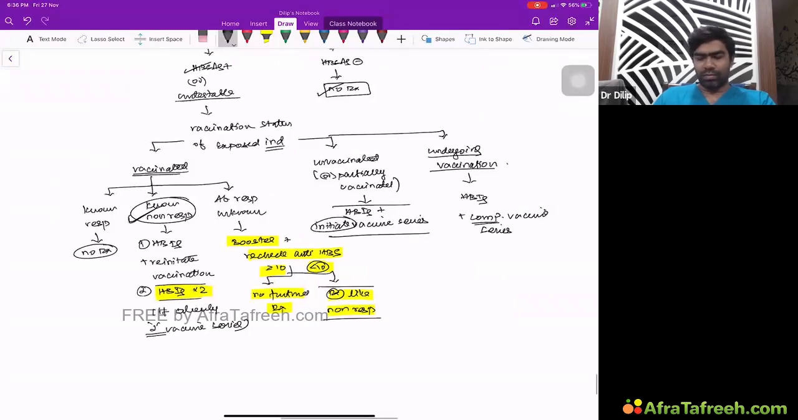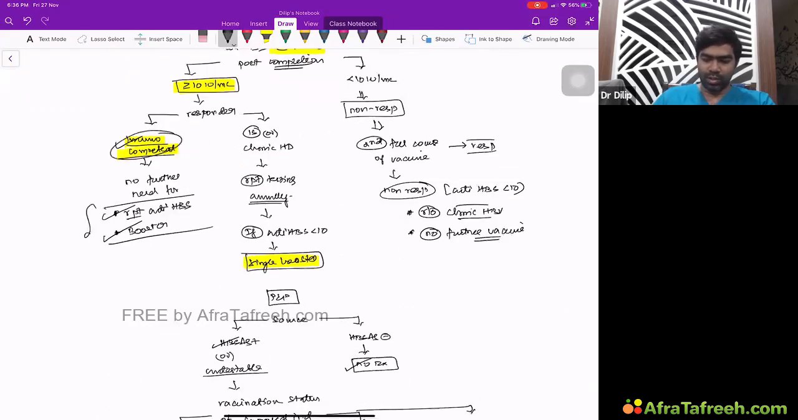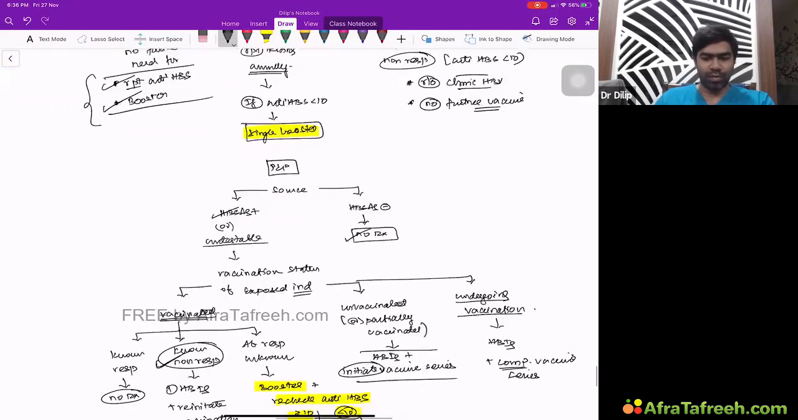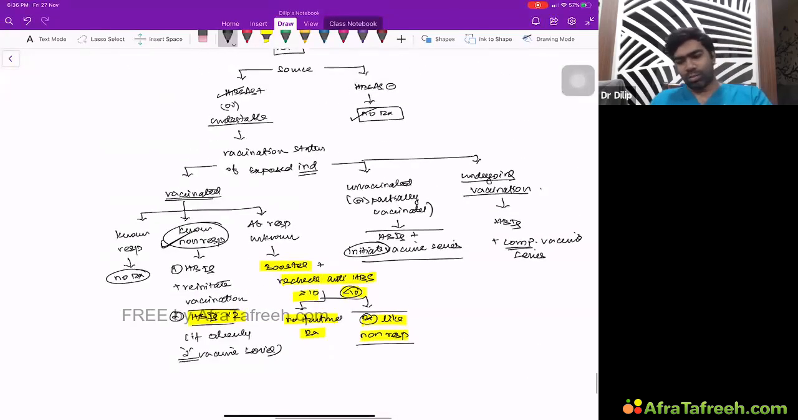So it's quite simple. Everything is based on a single principle that I previously told you. In an immunocompetent individual, there is no need to check repeat anti-HBs, and there is no need for a booster also. No need for further booster. Same thing, let me recap once again. If the source is HBsAg negative, then no need to do anything. If the source is HBsAg positive, or if the source is untestable, then see the vaccination status of the exposed individual. If the exposed individual is fully vaccinated, then you need to know the response status.